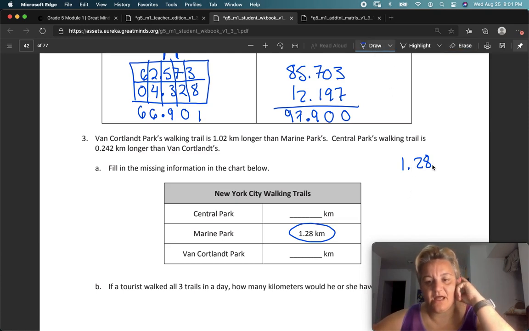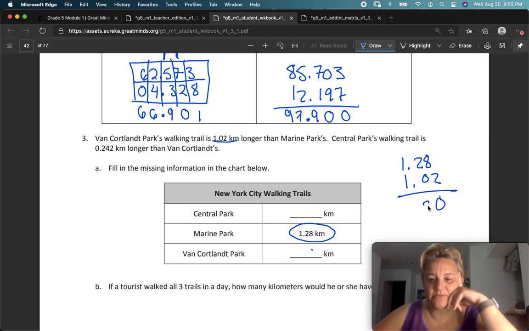1 and 28 hundredths. Van Cortlandt Park's walking trail is 1 and 200 kilometers longer than Marine Park's. Central Park's walking trail is 242 kilometers longer than Van Cortlandt's. Okay, so Van Cortlandt Park is longer than Marine Park, so we're adding this plus this. 8 plus 2 is 10, carry the 1. 1 plus 2 is 3, and then 2. So our answer here is 2.30.